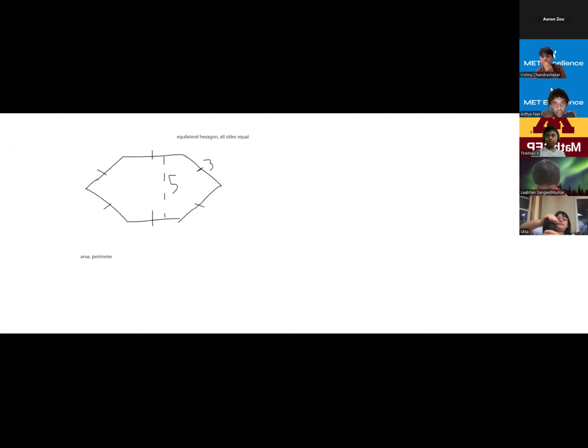I'm seeing a lot of 18s for the perimeter, and that is correct because a hexagon has 6 sides multiplied by the side length, which is 3. So we have 18, correct.